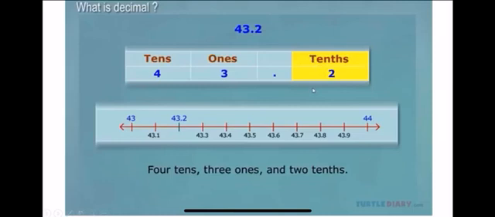Tenths. Let's see the number 43.2 on the number line. Where do we put 43.2? We start with 43, so it is bigger than 43, but it is smaller than 44. It is between 43 and 44. What is the number in the decimal part? It is 2. So we count 2 dashes, right? 1, 2. This is 43.2.